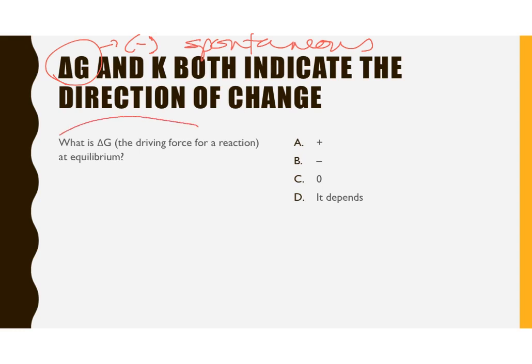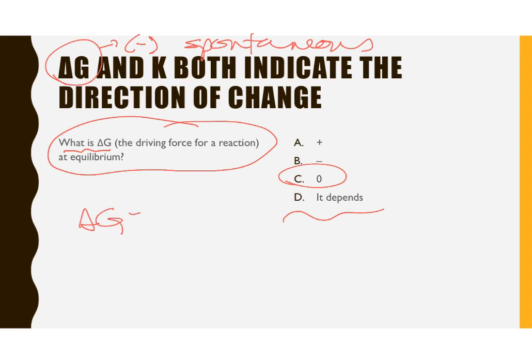I'm not sure if any of you remember this or might be able to figure it out, but what is delta G? What is the free energy change of a reaction that has reached equilibrium? Look at the possible answers and see if you have a gut feeling or if you know. It turns out that delta G is 0 at equilibrium.